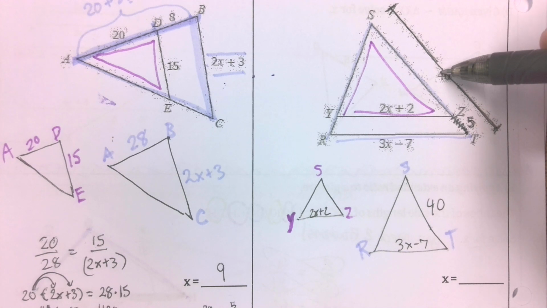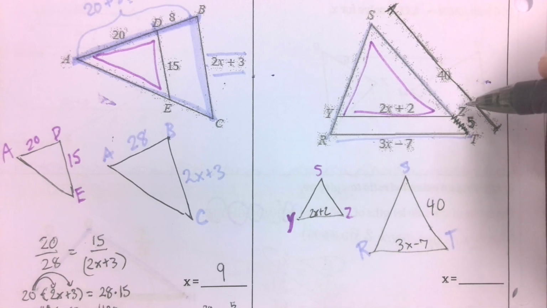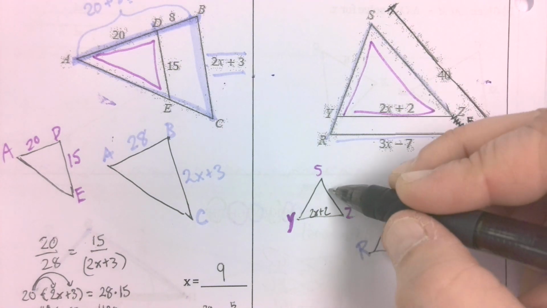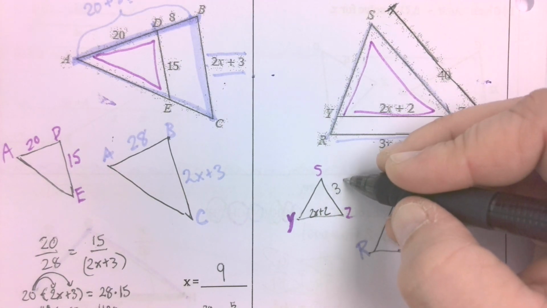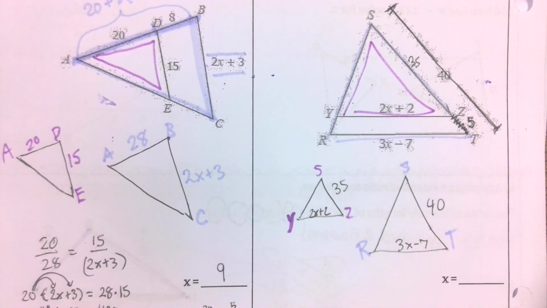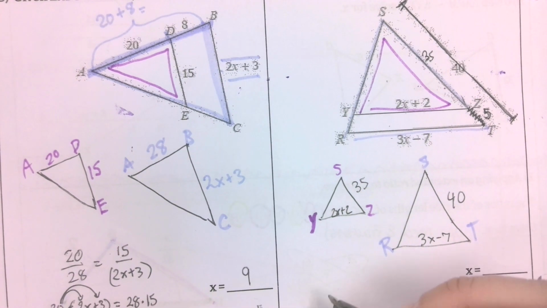So if this is 40 and the small part is 5, then if I subtract the 5 from the 40, that'll tell me what's left. Okay, 40, take away 5, gives me the remainder of this line. So on my small triangle, this part has to be 35. Because if this is 35 and I add it to the 5, I get 40. Okay? So setting up, again, is straightforward.